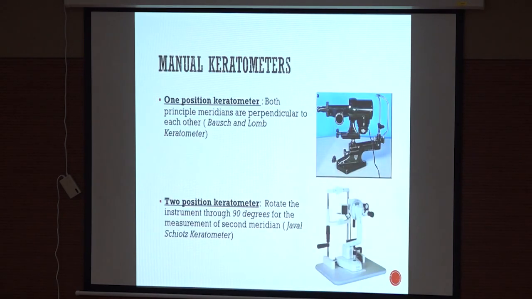Now when we look at the manual keratometers, two important ones that have remained gold standard for the longest period of time are the Bausch & Lomb type of keratometer and the Javal-Schiotz type of keratometer. Bausch & Lomb is a one position keratometer, where we don't have to change the direction of the keratometer to measure the second reading. While in the two position keratometer, which is the Javal-Schiotz type, the entire keratometer has to be rotated by 90 degrees to measure the second meridian, and hence it is termed a two position keratometer.